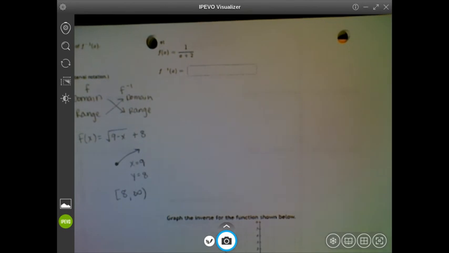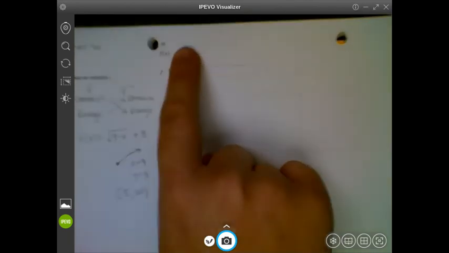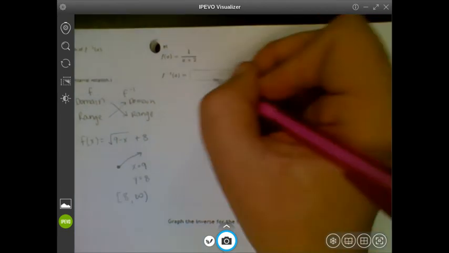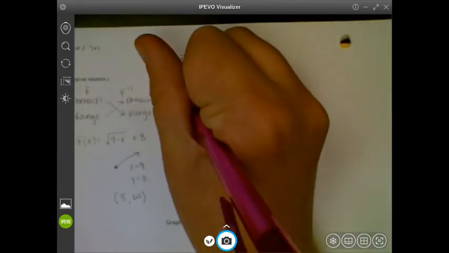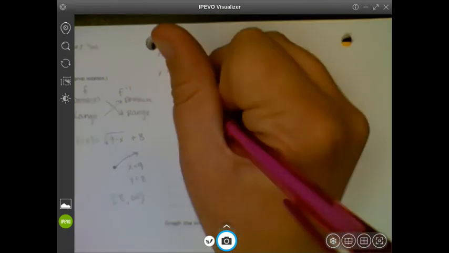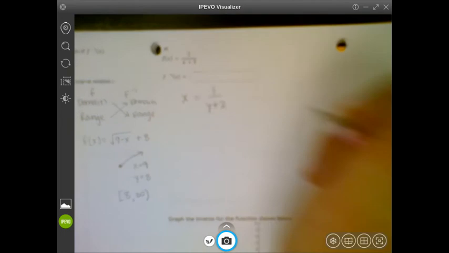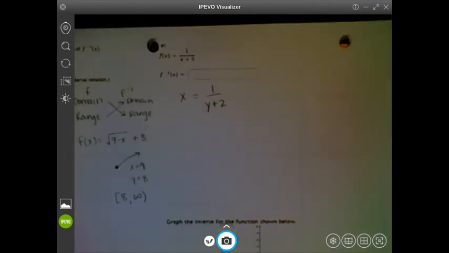All right, so here's the next one. We have f of x equals 1 over x plus 2, and we are trying to find the inverse function. So we replace the f of x with y, and we switch x and y. I'm going to go ahead and do that in one step. Hopefully you're okay with that.